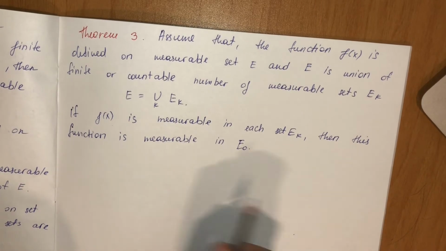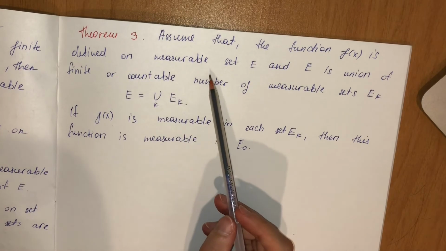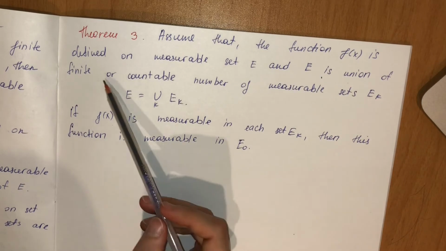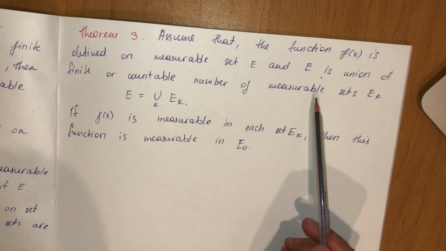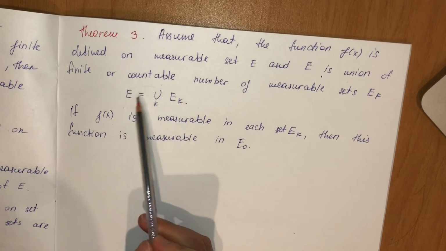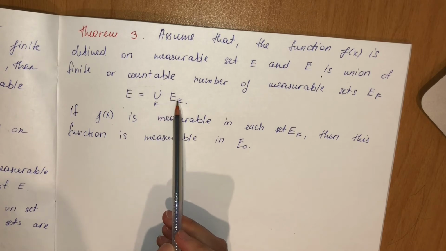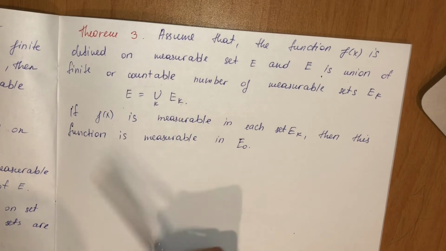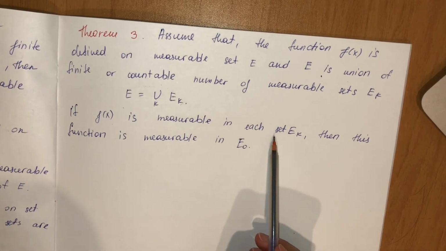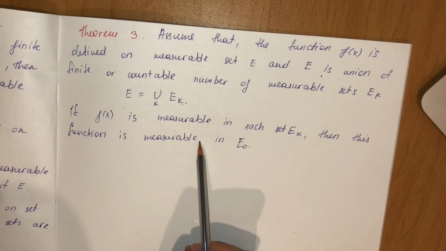Theorem 3. Assume that the function f(x) is defined on measurable set E, and E is the union of a finite or countable number of measurable sets E_k. If f(x) is measurable on each set E_k, then this function is measurable on E.